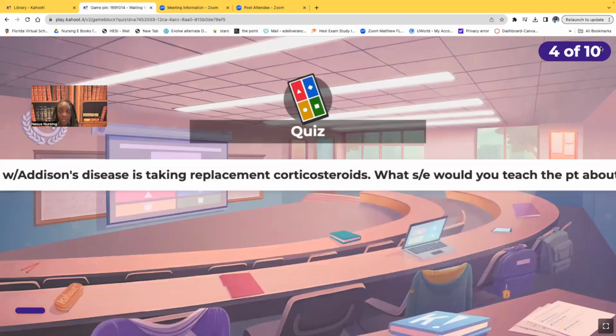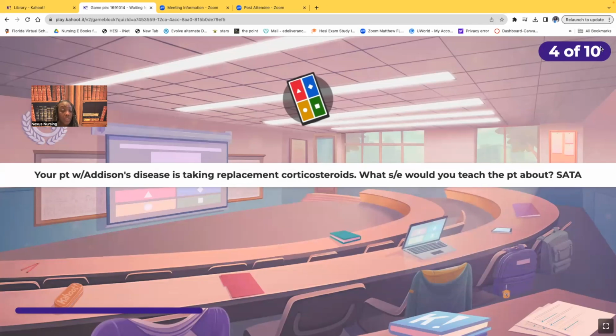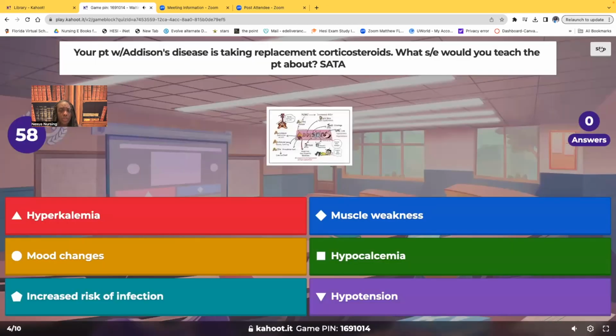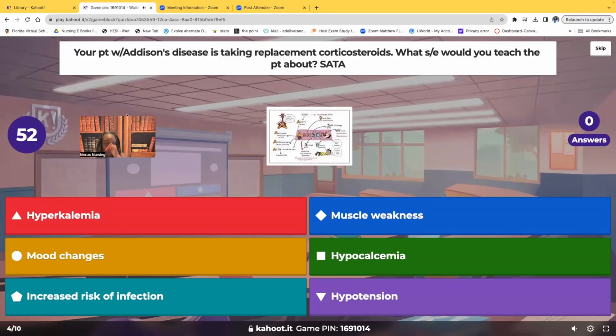All right, select all that apply. Your patient with Addison's disease is taking replacement corticosteroids. What side effects would you teach the patient about? Select all that apply. How do we treat select all that apply? As true or false. So we're looking for side effects of the corticosteroids. Here are our choices. Hyperkalemia, muscle weakness, mood changes, hypocalcemia, increased risk of infection, hypotension. Select all that apply.